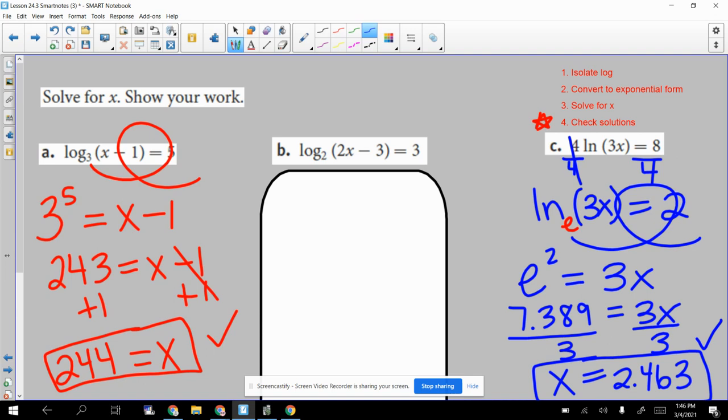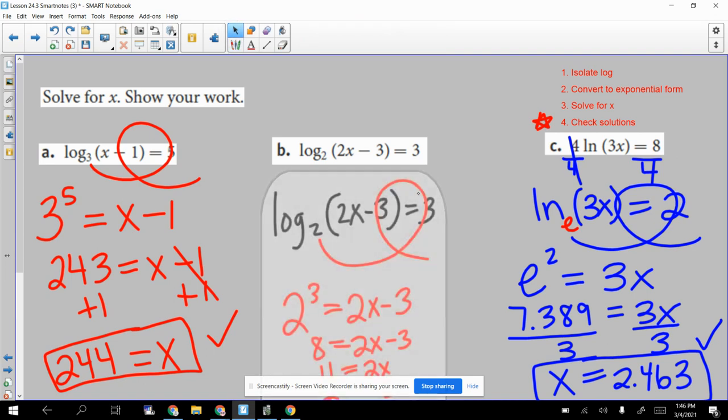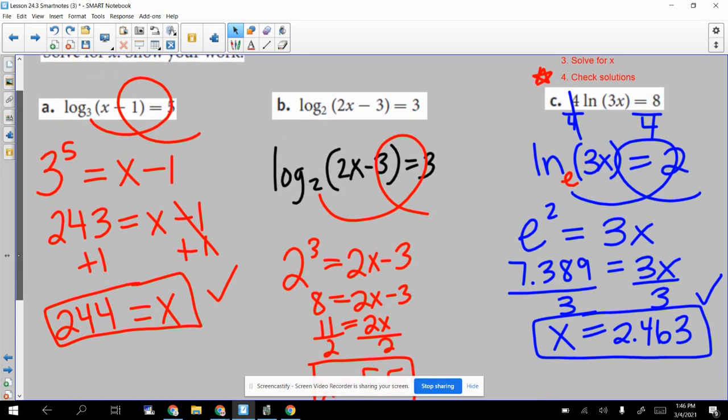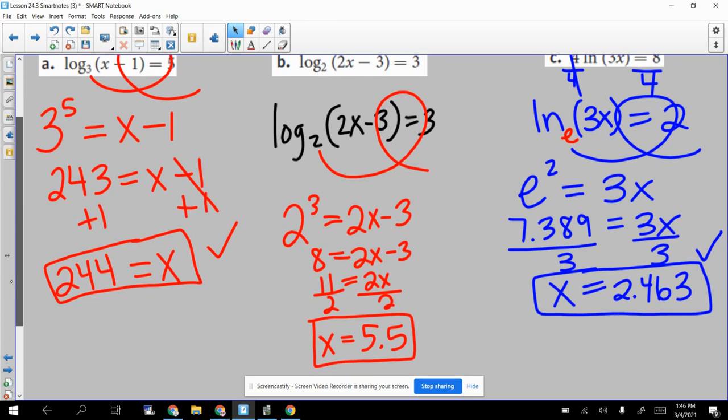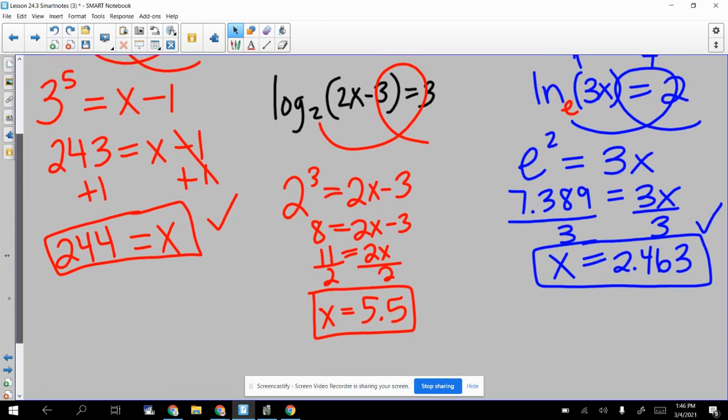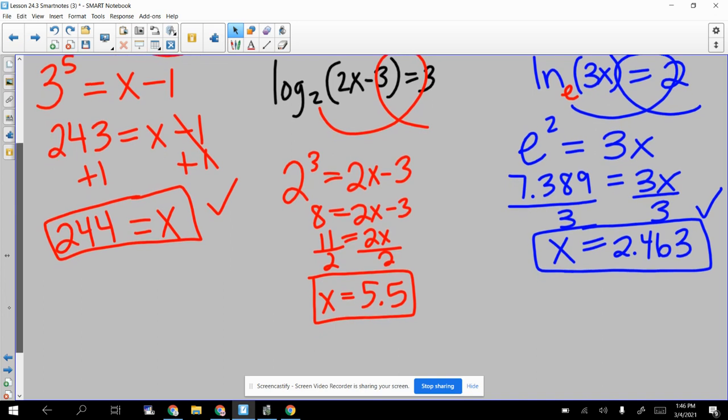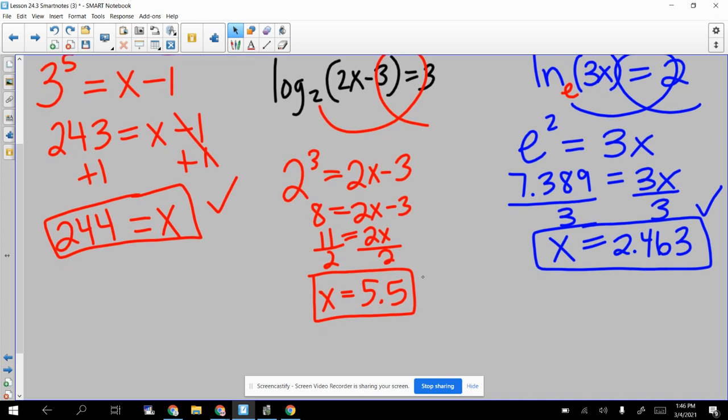Okay, so now I'd like you guys to go ahead and try part B. Okay, so hopefully you paused the video and you should get, you convert it to an exponential, so 2 to the third power equals 2x minus 3. 2 to the third power is 8. Then you have to add the 3 over and divide by 2, and you should get 5.5, and you should have checked, and it is good to go. So you are done.